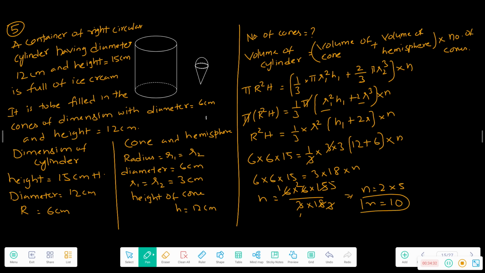So we can fill 10 cones, right children? So this is all about the fifth problem. I hope so. Still 3 more problems are there, we will deal with them later. Thank you.